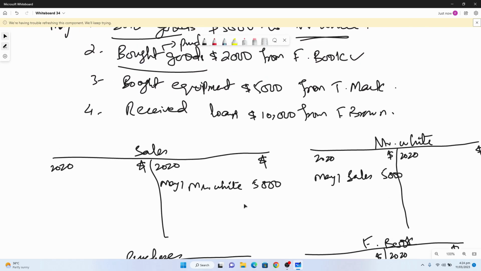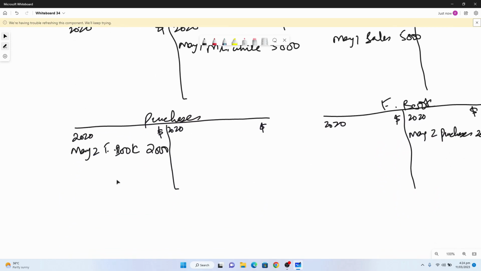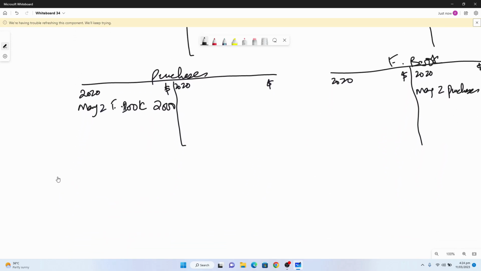Okay, now moving forward, the third transaction, bought equipment. Sir, will we write purchases? No, we'll not write purchase, because whenever a non-current asset is being sold, we do not use the word purchase or sales, because that is a separate category. Goods is a separate category and a non-current asset is a separate category. So we'll make two T accounts, equipment and T mark. So let's make two T accounts again, equipment and T mark.